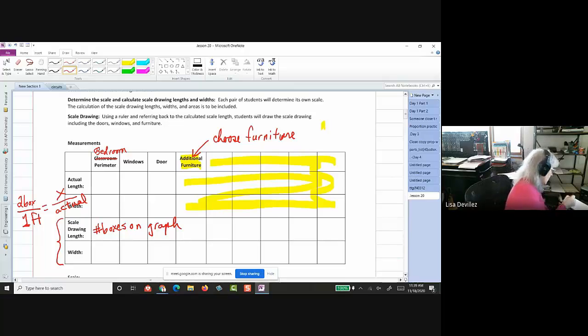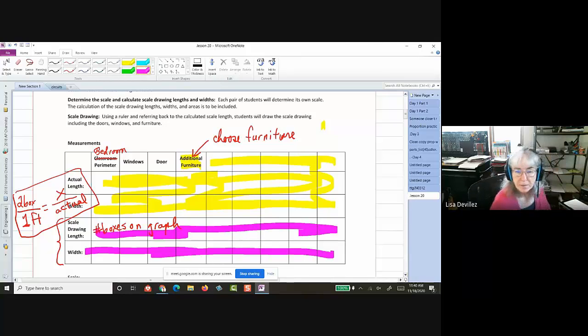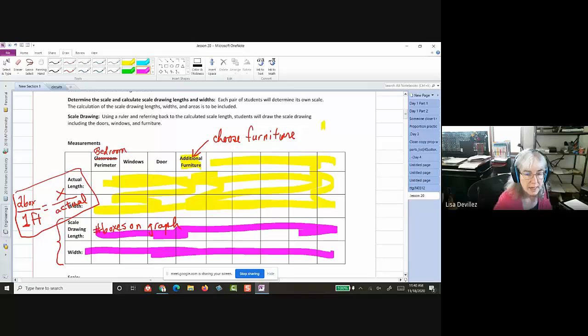So you'll set up that ratio based on your scale factor, and then for every measurement that's up here in the yellow, you're going to transfer it down into these boxes. Okay, and that's what you'll use when you're doing the precise scaling on the graph paper.